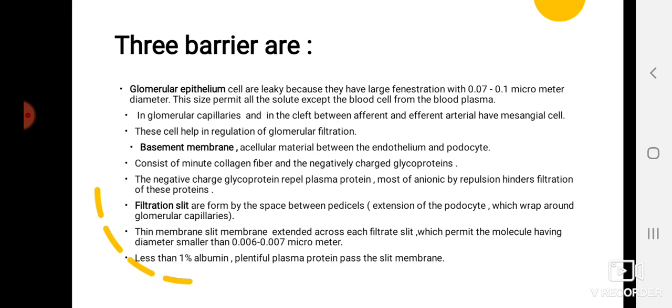So less than 1% of albumin and small proteins pass this slit membrane. Only 1% of albumin and a few plasma proteins pass the slit membrane. Okay, do you understand these lines? Any confusion, comment in the comment box, any query, so I can give you an answer to those queries.